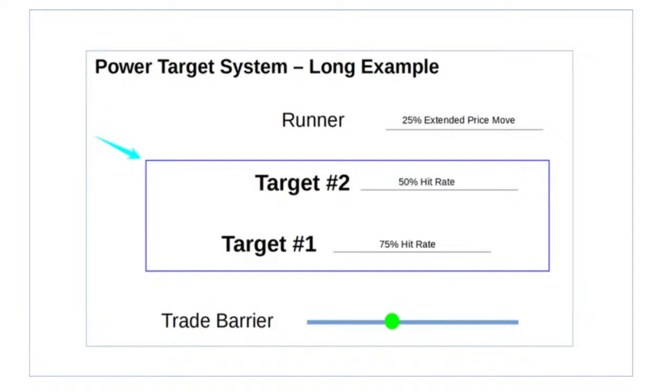So this gives you a breakdown of what you can expect over the series. 75% of the time we're going to hit target 1, 50% of the time we hit target 2, and then 25% of the time we get an extended move past target 2.